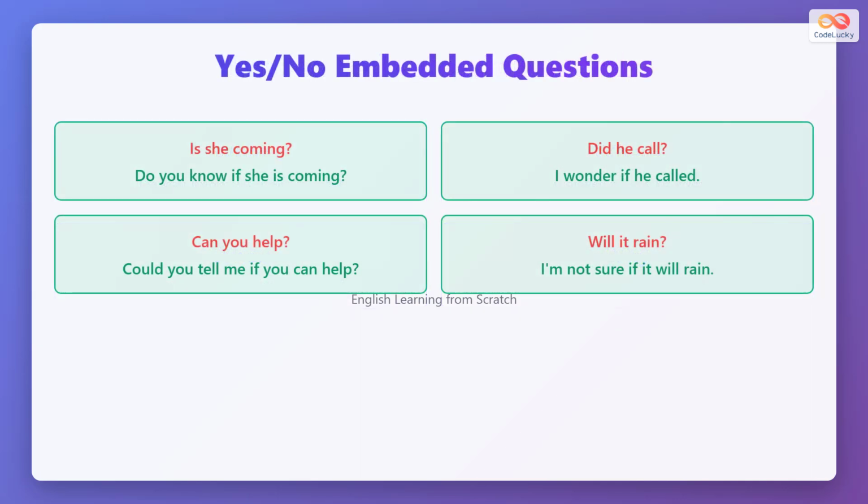Yes or no questions use words like if or whether in embedded questions. For example, is she coming changes to do you know if she is coming. The embedded question keeps the subject-verb order.